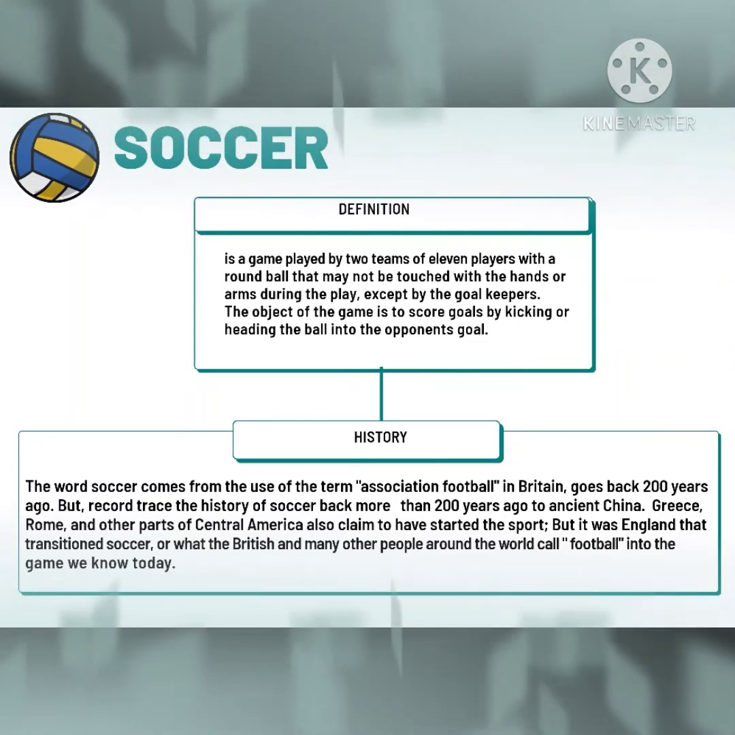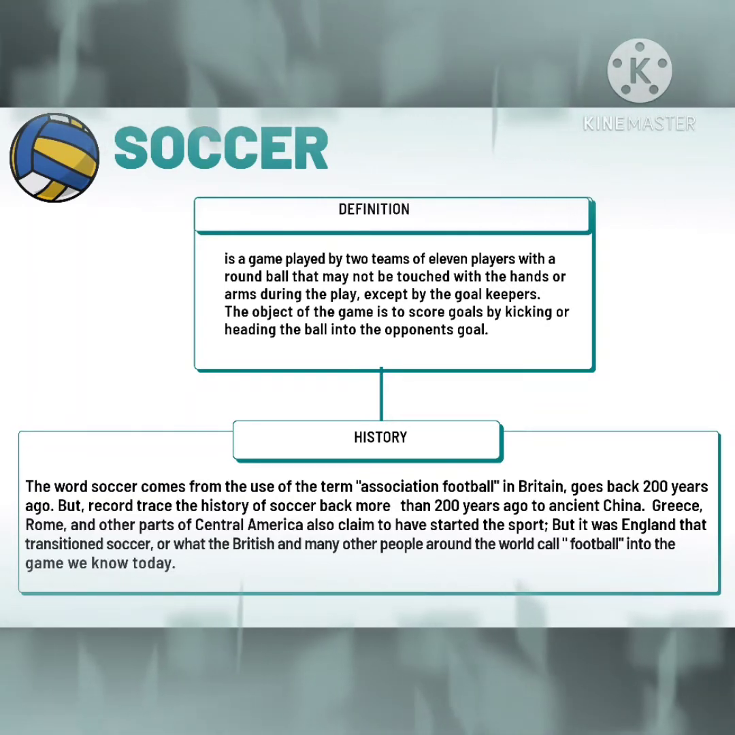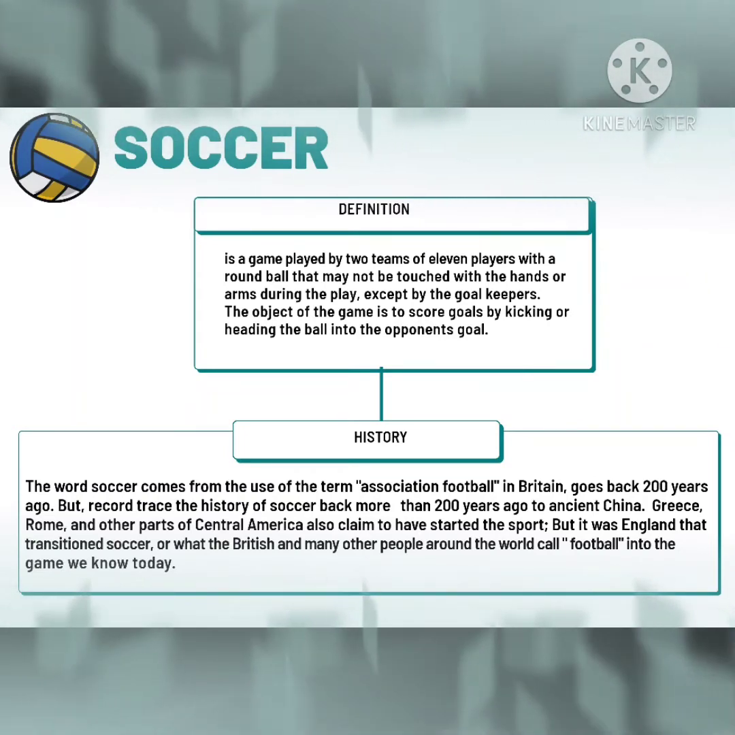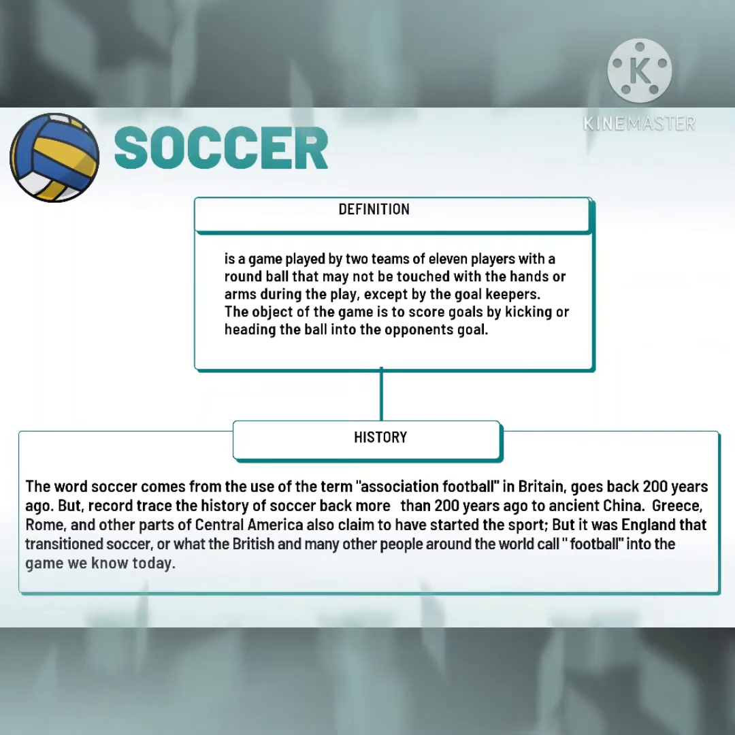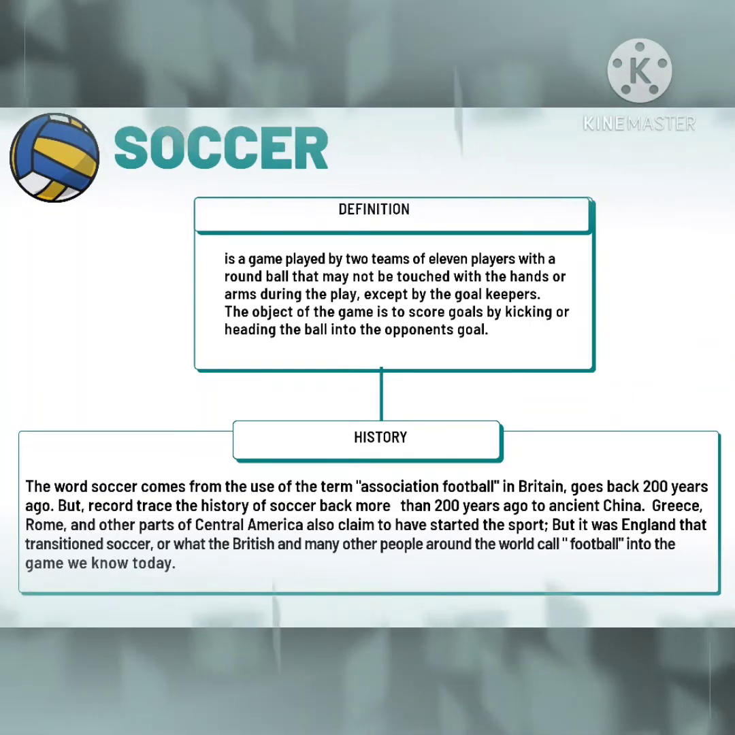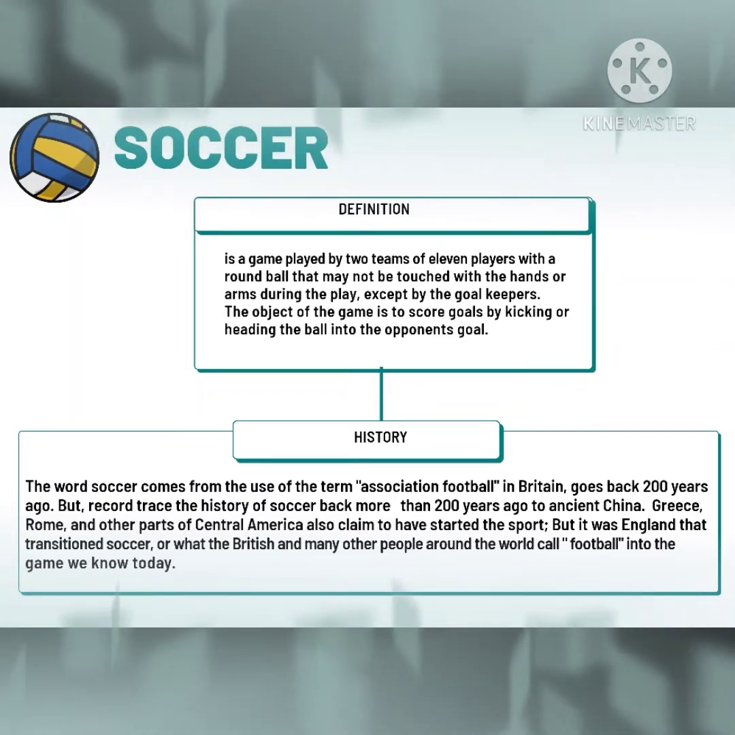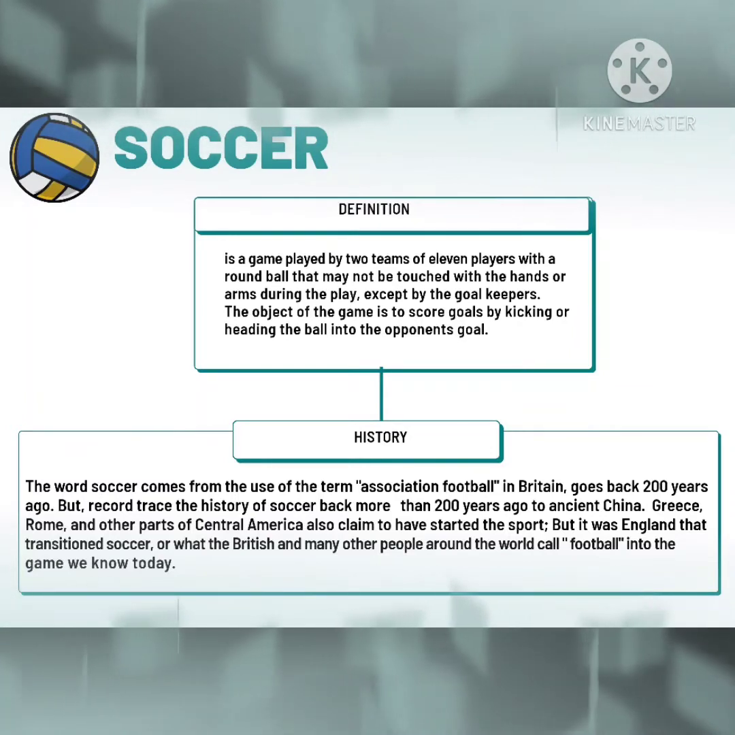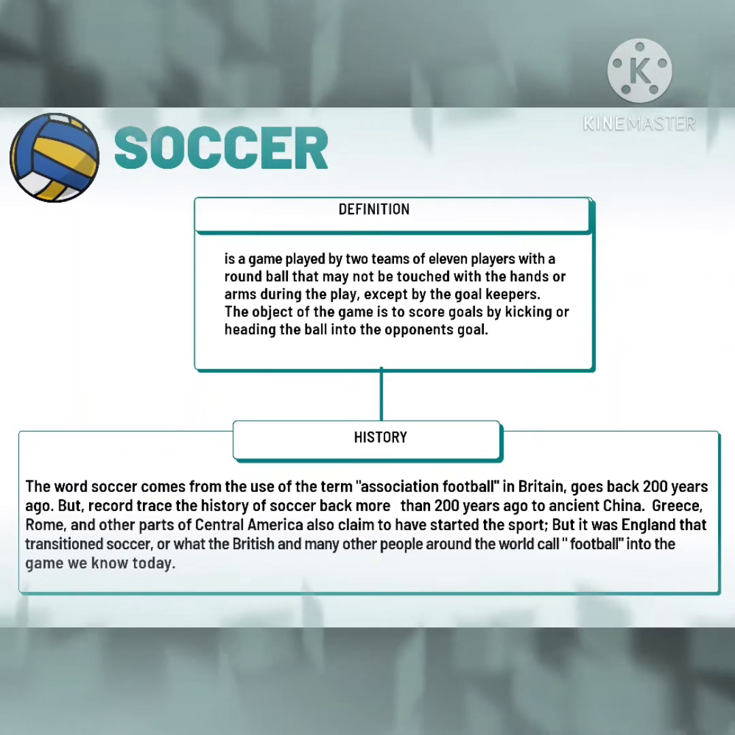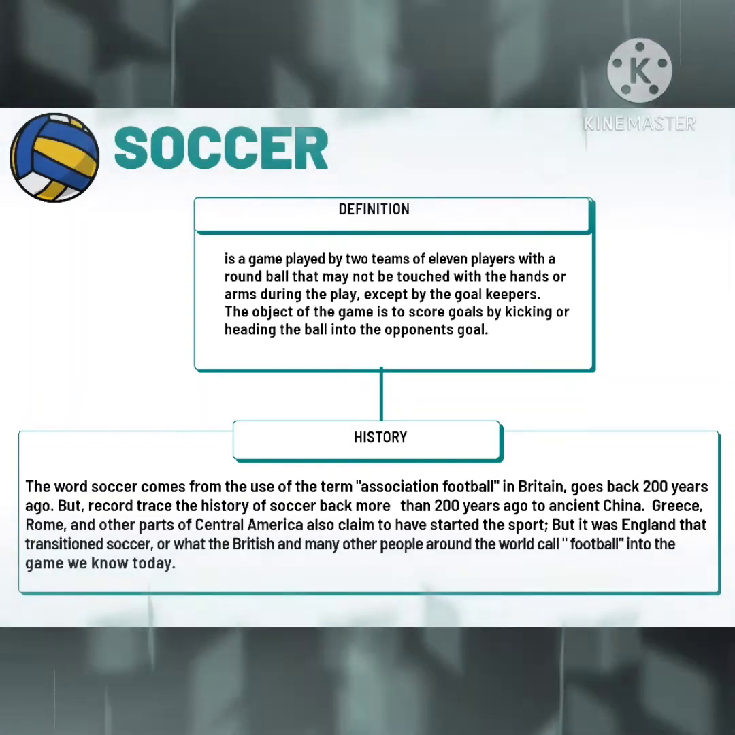The word soccer comes from the use of the term association football in Britain, which goes back 200 years ago, but records trace the history of soccer back more than 200 years ago to ancient China. Greece, Rome, and other parts of Central America also claim to have started the sport, but it was England that transitioned soccer, or what the British and many other people around the world call football, into the game we know today. So, from association football to the word soccer.